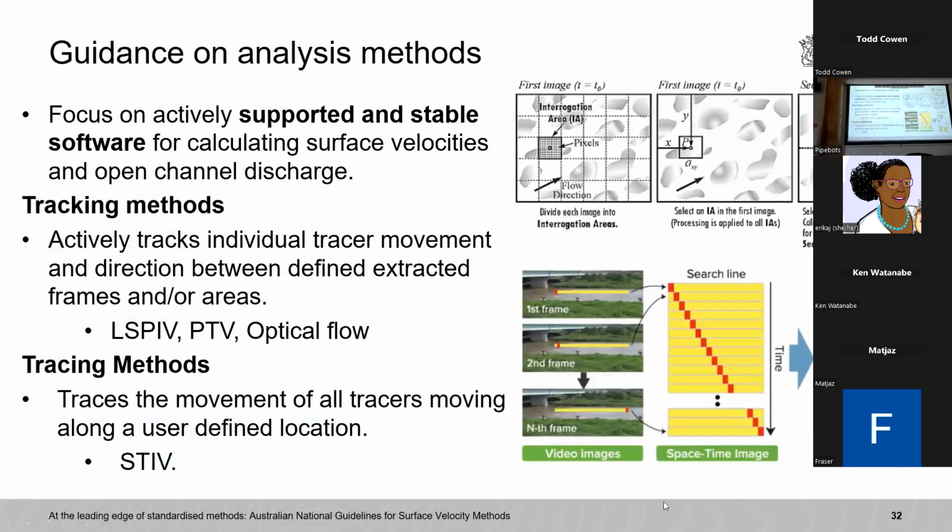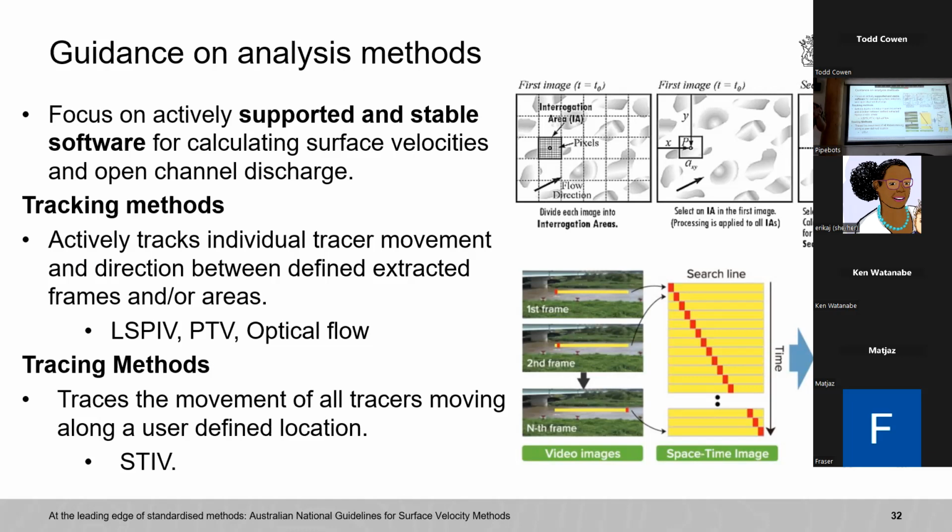So one of the first things I mentioned that we try to do is provide guidance on the analysis methods. We look to break it down into two main areas. We call it LSPIV, but really essentially the tracking methods, those methods that are looking to track the movement of individual particles between the frames, and then STIV, which is slightly different, it's more of a tracing movement. It's quite a simplistic way of looking at it, but essentially that's what they're doing.